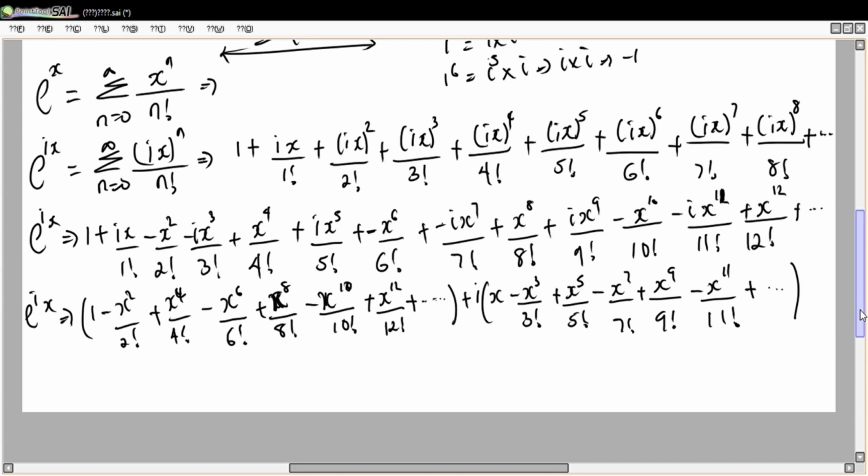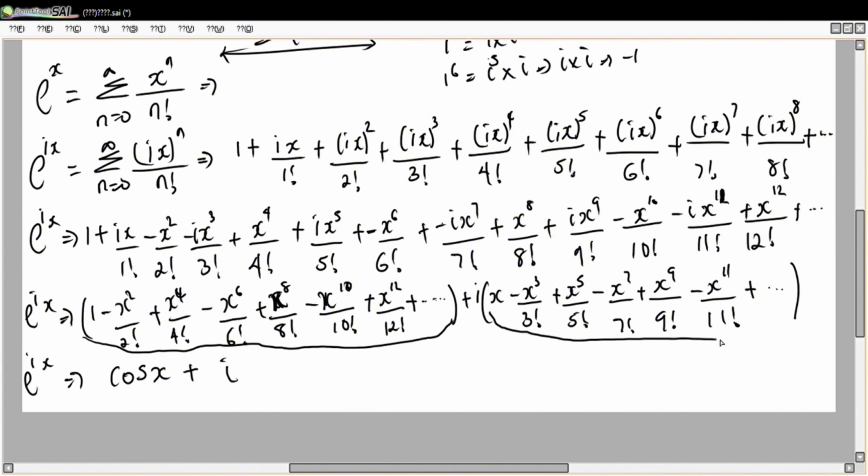Now, what can we say about all of this? e raised to the power ix will now be, if you check this very well, a Maclaurin series of a trig function, which is cos. So this is representing cos x plus i. This is the Maclaurin series of another trig function, which is sine, so sine x. So e raised to the power ix is equal to cos x plus i sine x.